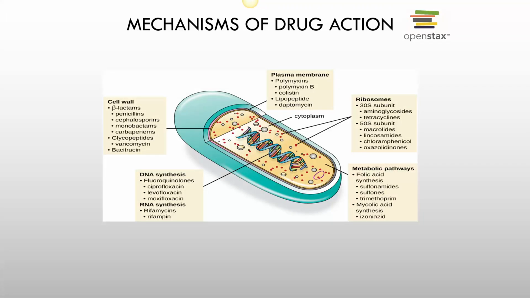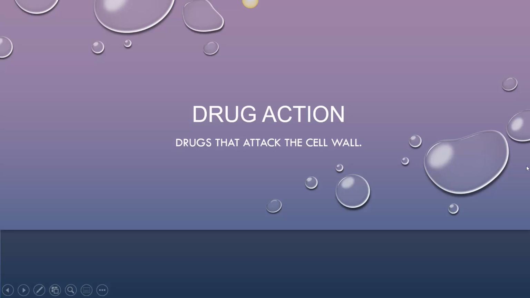So drugs can have a lot of different targets. The main targets include the cell wall, plasma membrane, ribosomes, metabolic pathways, and DNA or RNA synthesis. We'll start by talking about the drugs that attack the cell wall.